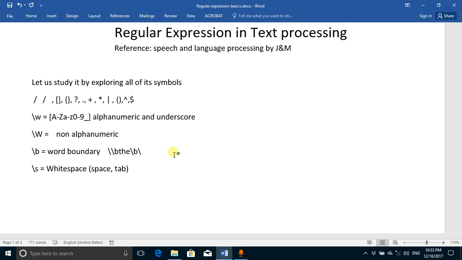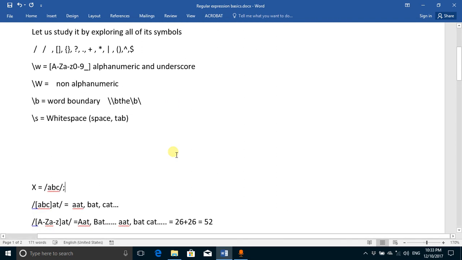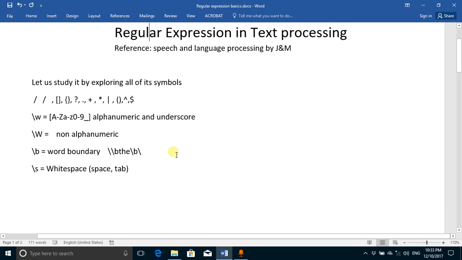So that's all, folks. In the next lecture we will study a simple example. We will take a simple scenario and we will try to make a regular expression for that scenario. Stay tuned.